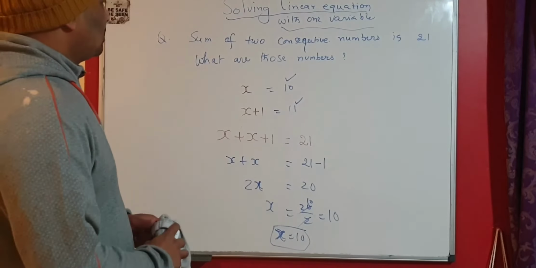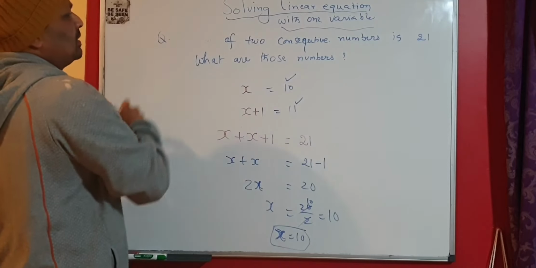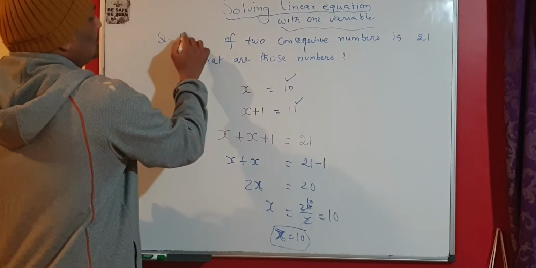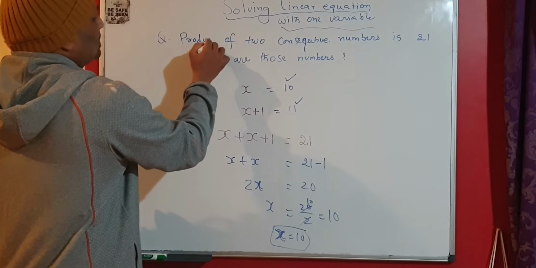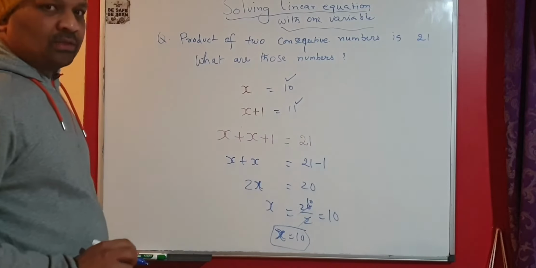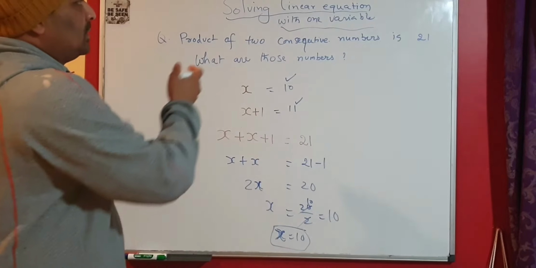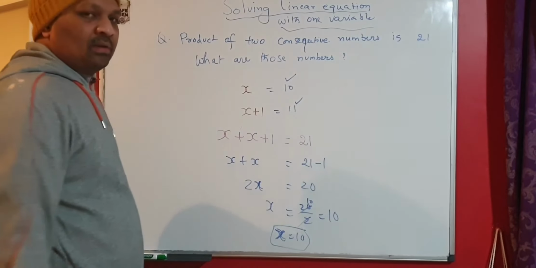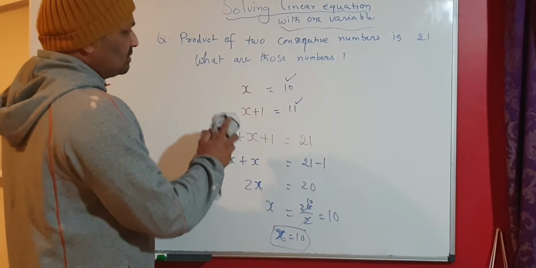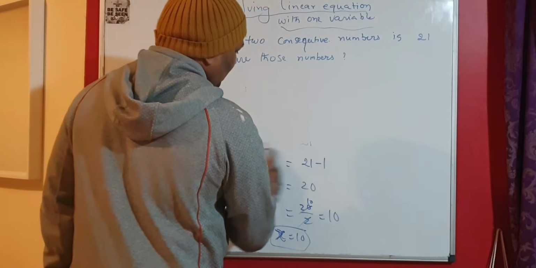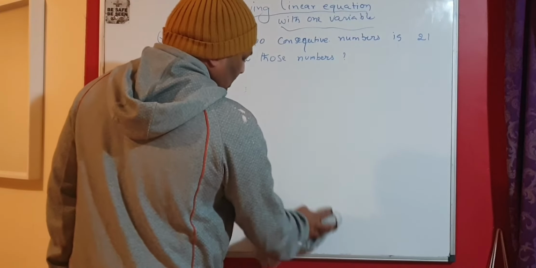Okay, say I'm going to ask the product of two consecutive numbers is 21, instead of the sum. Let us see if we can solve this using a linear equation with one variable, the same techniques whatever we discussed so far. Can we solve it? Let's try to see.